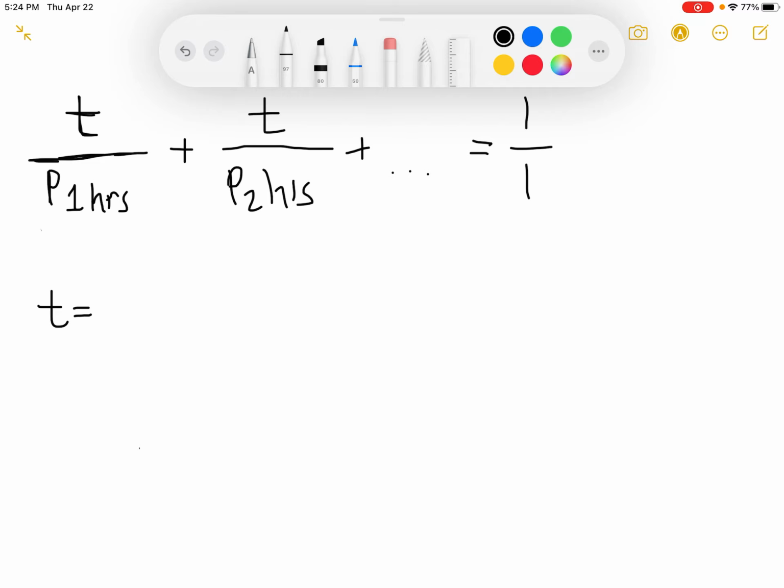Oh wait, sorry, not time. There's a better way to explain this. Time together. I guess that's the best way to do it. By the way, I don't usually write my T's like that, but it's better to do that in math, because if you write them the other way, it looks like a plus sign. And then P number hours, whatever that is, just means time alone.